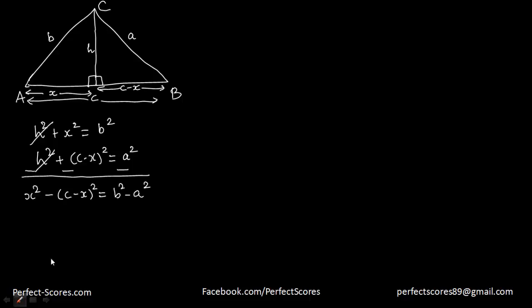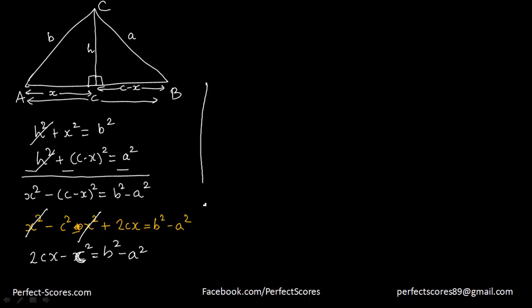If I open up the left side, it's going to be X squared minus c squared plus 2cX minus X squared, right? X squared minus c squared minus X squared plus 2cX is equal to b squared minus a squared. Now if I eliminate this X squared with this X squared, I'll be left with 2cX minus c squared, which is equal to b squared minus a squared. From here, if I make a the subject, I'll be left with a squared is equal to b squared plus c squared minus 2cX.